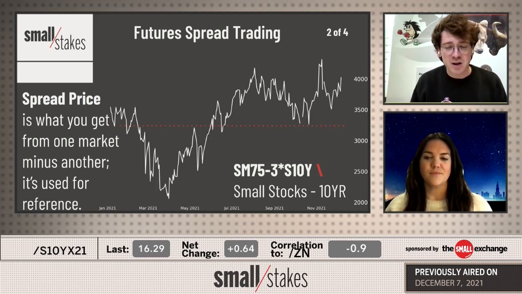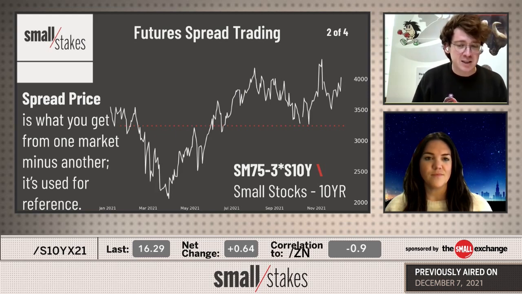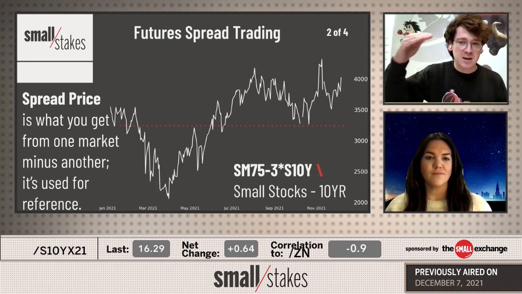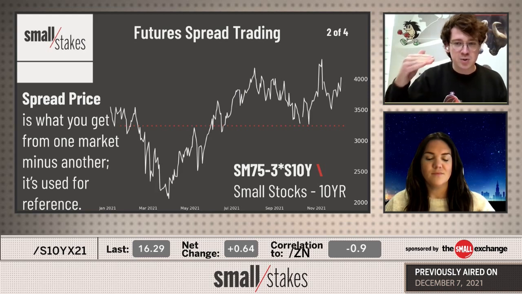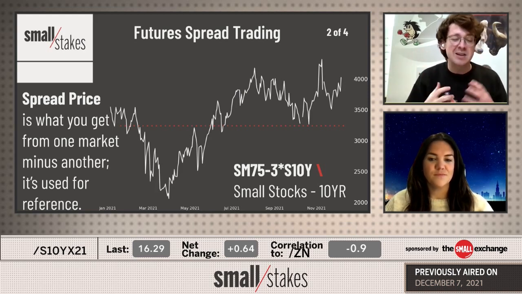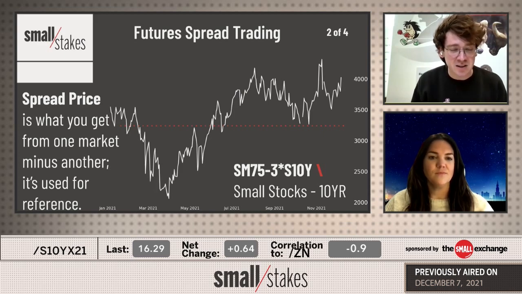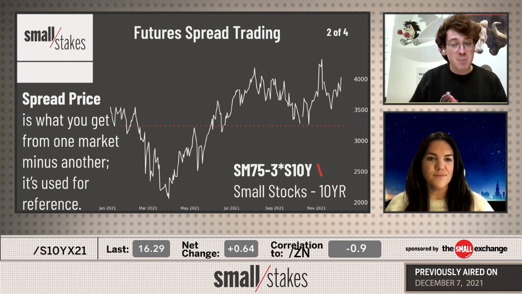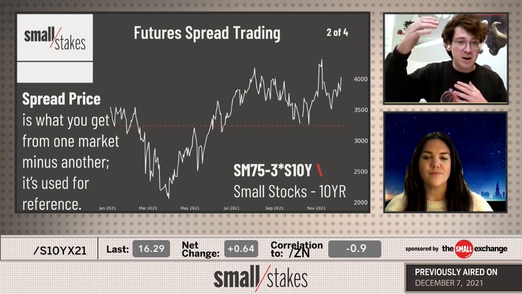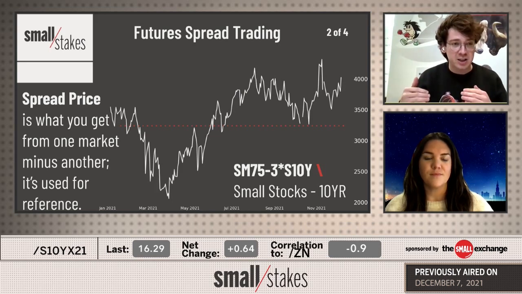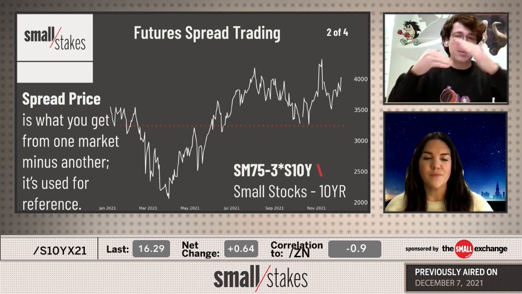What you have here now is the spread price, which is the stock market minus the yield market, and we're doing three yields to a stock market, given the difference in sizing and volatility. But this is a mean reversion game, right, Katie? The idea is these two things are highly correlated. They move up and down together, but in tumultuous times like we're seeing right now, one of them can move in one direction and the other in another direction. They diverge, and then we play them on converging.